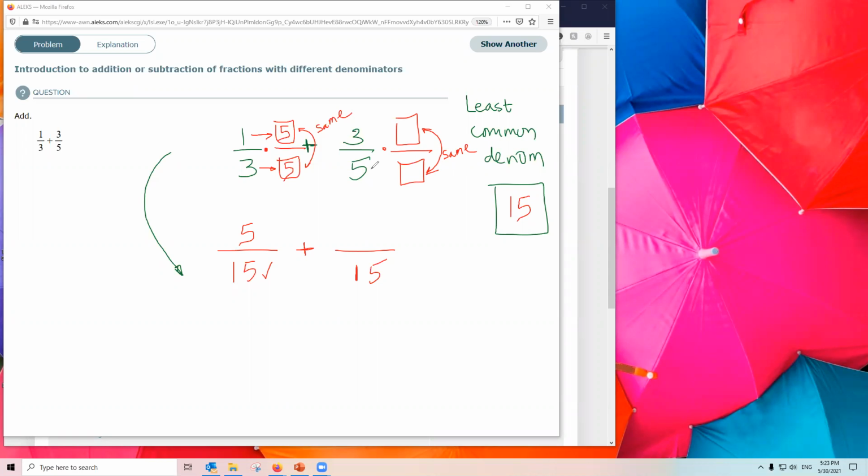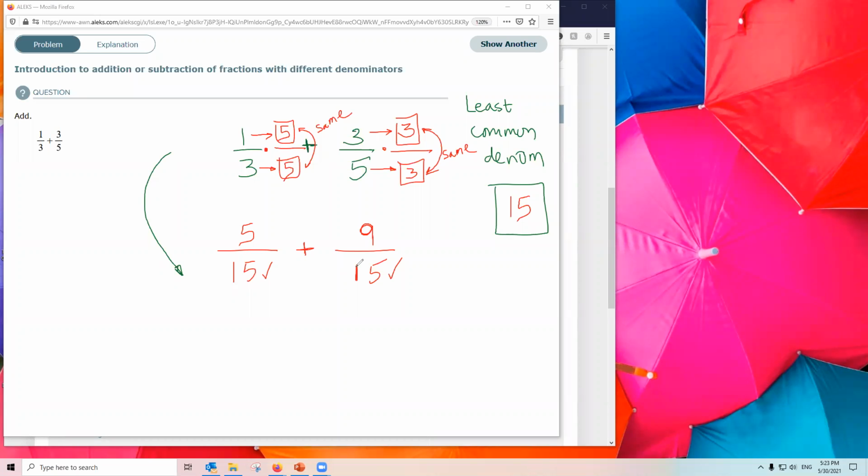Well, let me go to the bottom here. 5 times what number gets me a 15 that I'm targeting? Well, I'll put a 3 here because 5 times 3 is 15. But if I put a 3 in this bottom red box, I'm required to put the same 3 on top. Well, on top, 3 times 3 is 9.